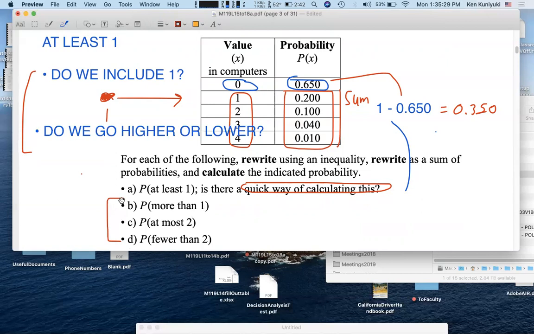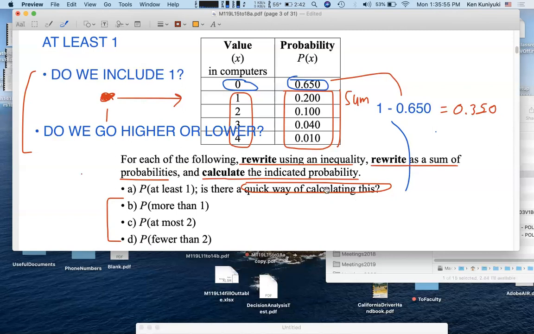I'll give you a minute to figure out the corresponding relevant values of X here, work out the probabilities, add up the relevant probabilities, or maybe do a complement trick and compute the probabilities. And also try to remember how to rewrite these using inequalities. So here are the instructions. Rewrite these using inequalities, rewrite as a sum of probabilities, and evaluate and calculate the indicated probability.